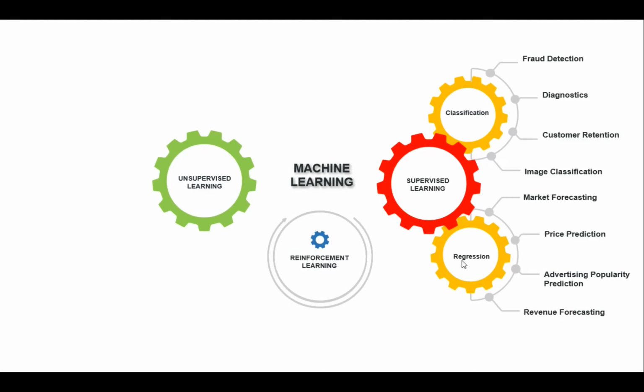So what sort of problem statements do we usually try to solve? For classification based supervised machine learning, we use it for fraud detection. This happens in a lot of insurance companies and banks, where they try to detect whether a particular customer is a fraud or a genuine customer. Similarly, in hospitals and healthcare, specifically diagnostics, they may predict whether a particular person has a particular disease or not.